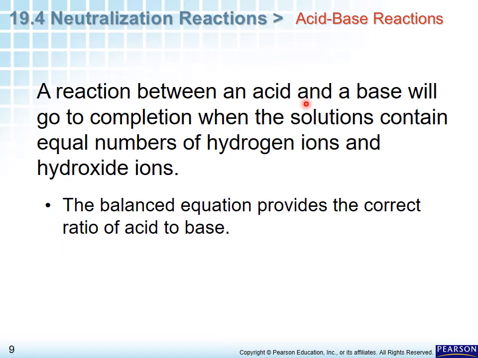A reaction between an acid and a base will go to completion when the solution contains an equal number of hydrogen ions and hydroxide ions. Remember, last week we discussed that the concentration of H positive ions is always equal to the concentration of OH ions in a neutral solution, especially like pure water. The balanced equation provides the correct ratio of acid to base.